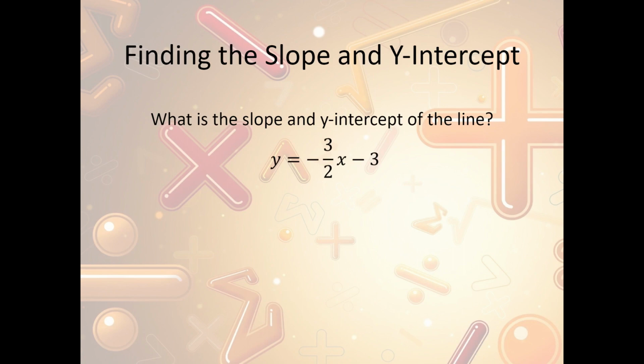Let's look at another example. We have y equals negative 3/2 x minus 3. Well, same thing. It's a slippery slope to get hung up on your x. So the slope is the one that's attached to the x, which is negative 3/2. So that's my slope. And my y-intercept is the lonely one. Well, the lonely one in this case is negative 3. So b is negative 3. So that's how I find the slope and y-intercept from an equation.